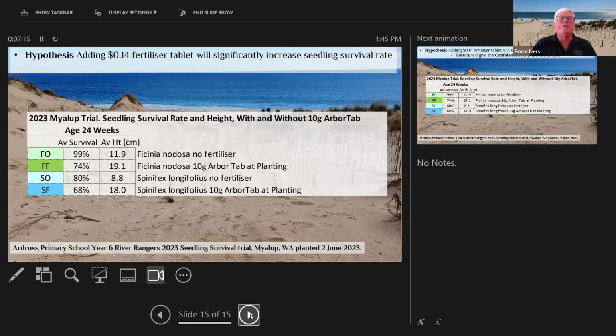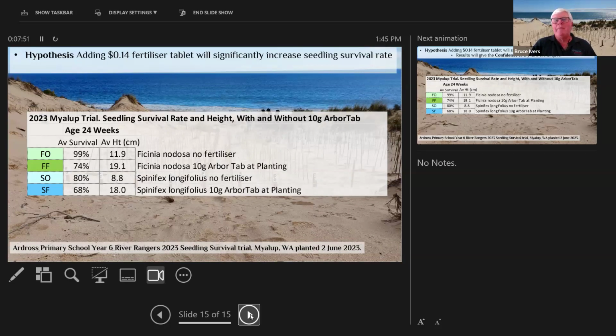What we found was that Ficinia with no fertiliser had a 99% survival rate, but they only reached 11.9 centimetres in height. When we added fertiliser, the survival rate dropped to 74%, but we had a 19.1 centimetre height. So we lost some seedlings, but they grew nearly twice as much. And the same thing with the Spinifex, 80 down to 68% without and with fertiliser, but 8.8 and up to 18 centimetres by adding the fertiliser.